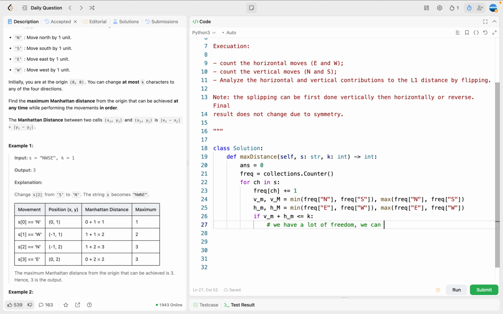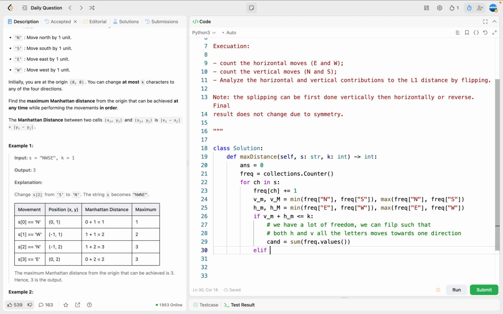We can flip such that both horizontally and vertically, all the letters move towards that direction, right? So in this case, we just need to count all the characters so far. So the mathematical candidate will be the sum of frequency values, right?